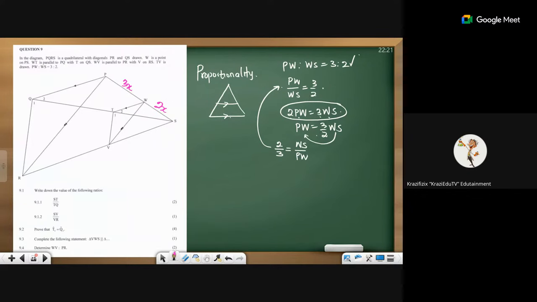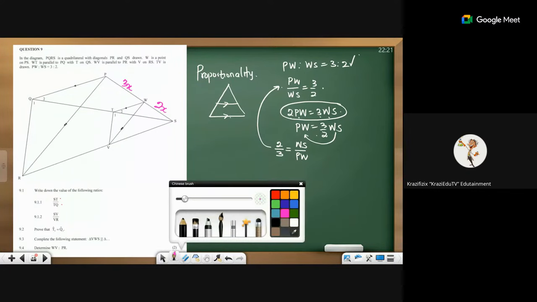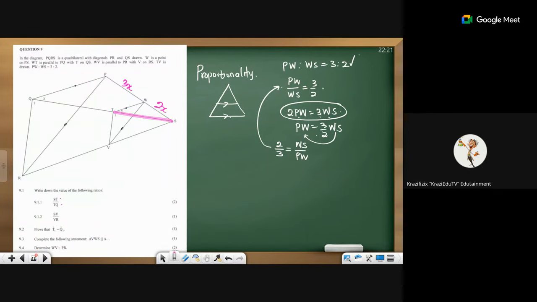Now, write down the value of the following ratios. ST over TQ. Let's go. Where is ST? Look, the examiners are not mad. They're not crazy. Once I draw this ST, I'm seeing a parallel line. My next thought is there must be another ratio. So I'll say ST over TQ equals SW over WP.